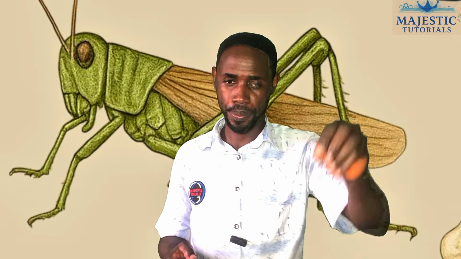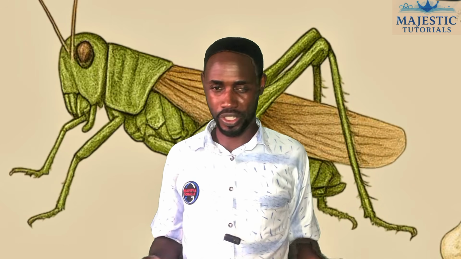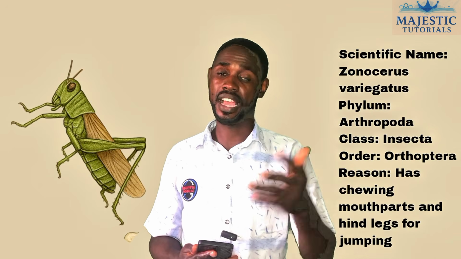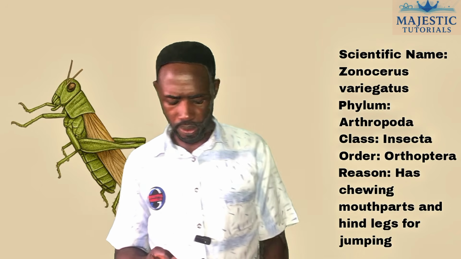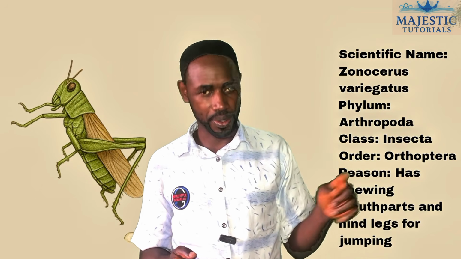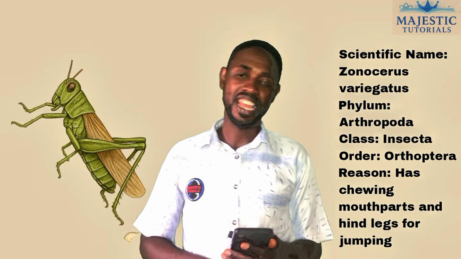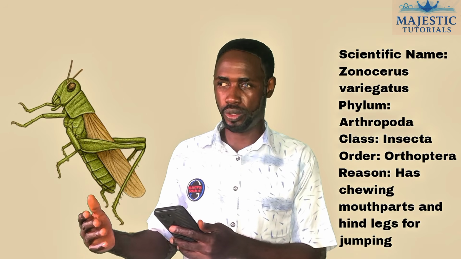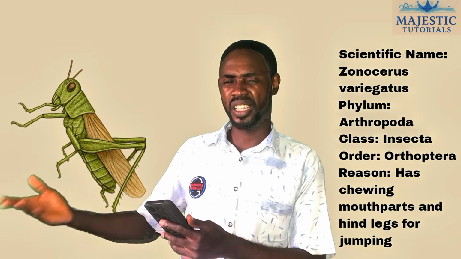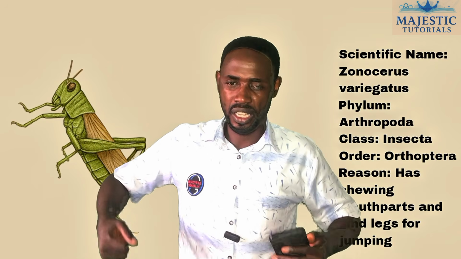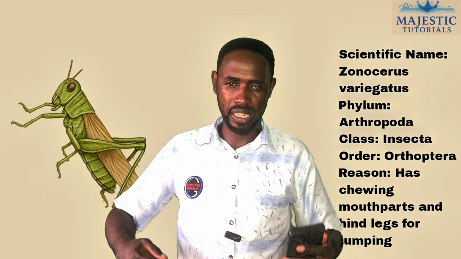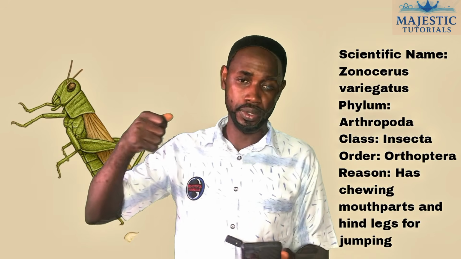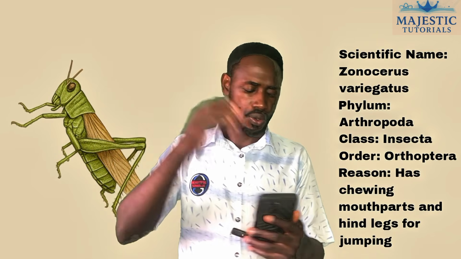Grasshopper, to hop, to jump from one grass to another. We have different species of grasshopper, but I think the most common one by the scientific name is Zonocerus variegatus. And what's the phylum? Arthropoda also. What's the class? Insecta. Now, what's the order? Orthoptera. It belongs in the same order with crickets, I guess. Orthoptera, they are able to produce noise or sound with their wings, and they have strong hind limbs for leaping, for jumping, that enables them to hop from one grass to another.